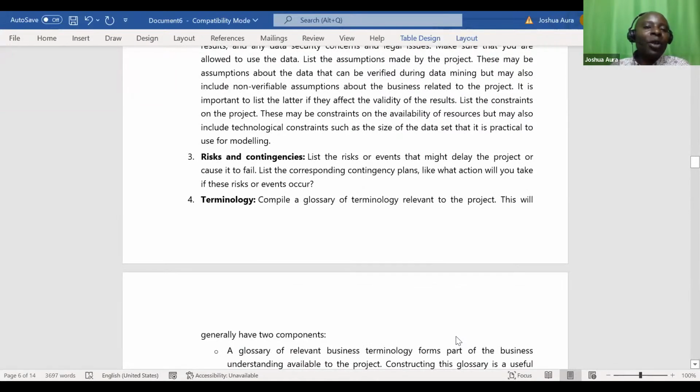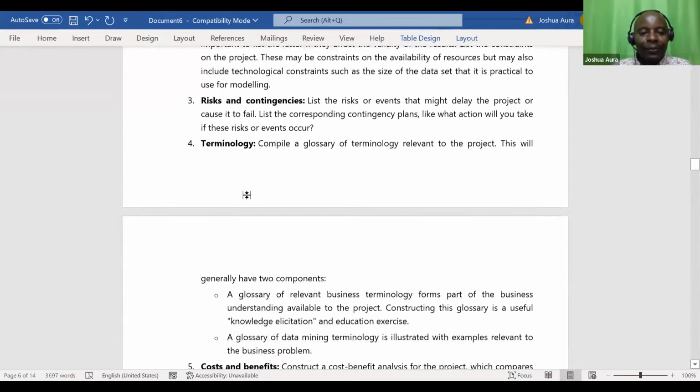Risks, it's very important. What may go wrong? List the risks or events that might delay the project or cause it to fail. List the corresponding contingency plans, like what action will you take if the risks or events occur. Terminology, is good to have lists of, for example, abbreviations, the glossary, very important, right?